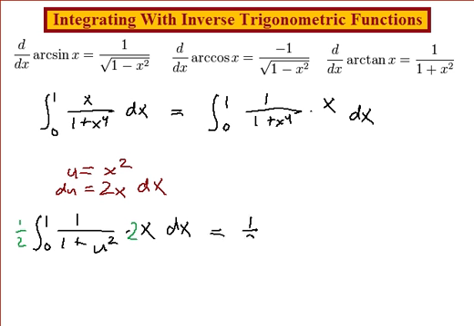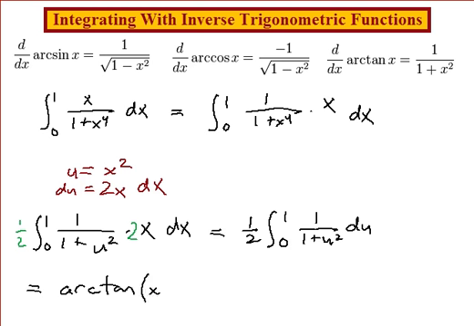This is now 1/2 of the integral 1 over 1 plus u squared du. All in terms of u now. This antiderivative is arctan. So we are going to do arctan of u. U is defined as x squared. We're going to do 1/2. We're going to evaluate this from 0 to 1. And when we're all done, we're going to multiply it by the constant 1/2.